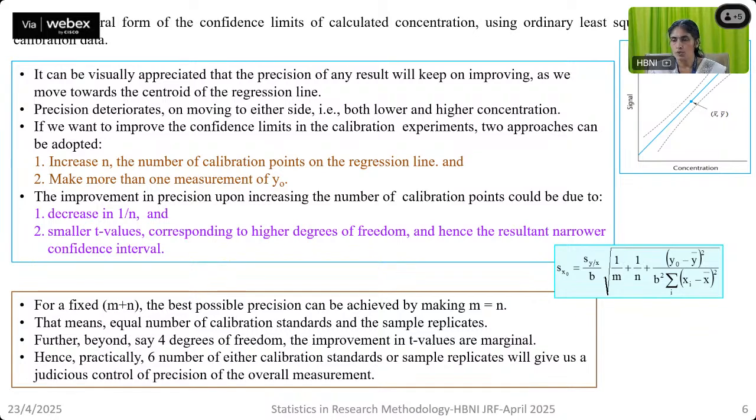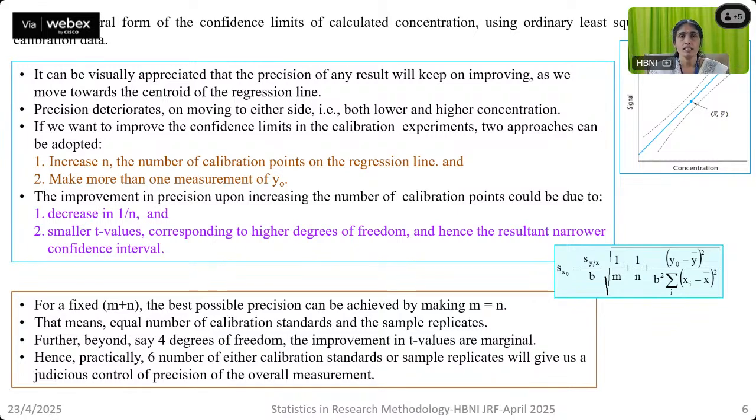If you see the curve closely, you can visualize that towards the centre, the dotted lines on either side become narrower, the width becomes narrow. That means quality is improved. The narrower, the better. That is the concept. So these are the things we can infer from the figure on the right side. The precision of any result will keep on improving as we move towards the centroid of this regression line. Precision deteriorates when we move to either side, as the interval keeps enlarging on either side.